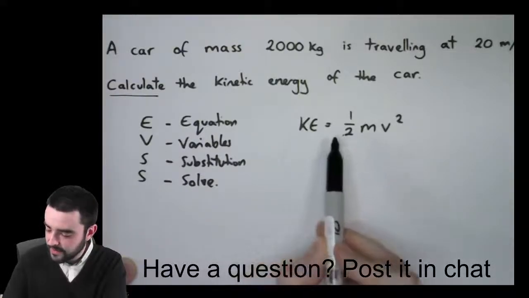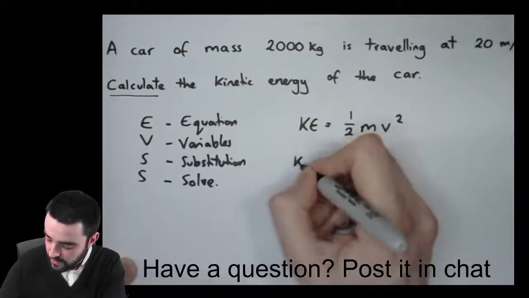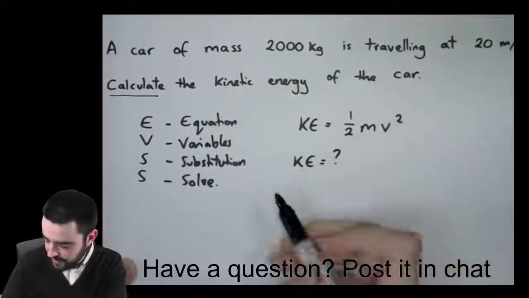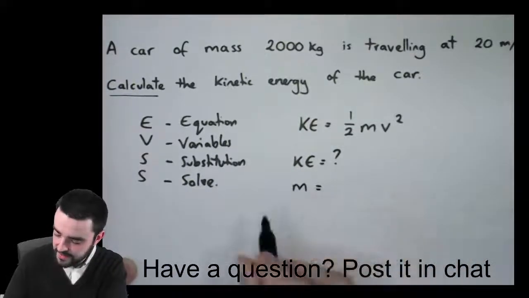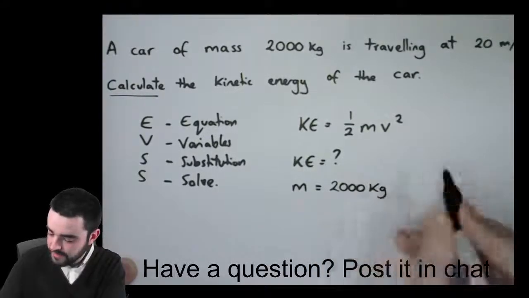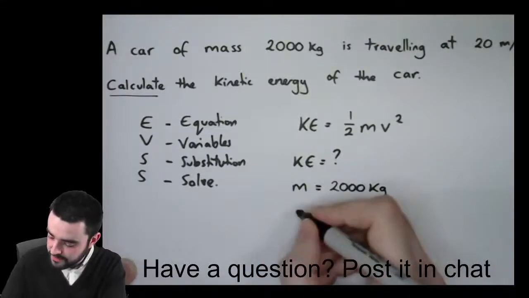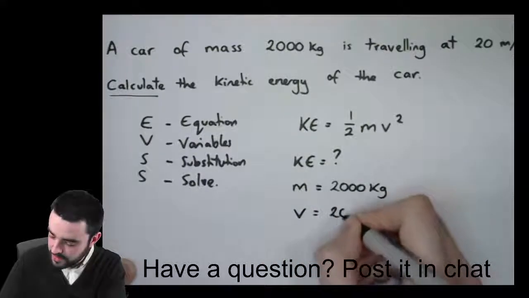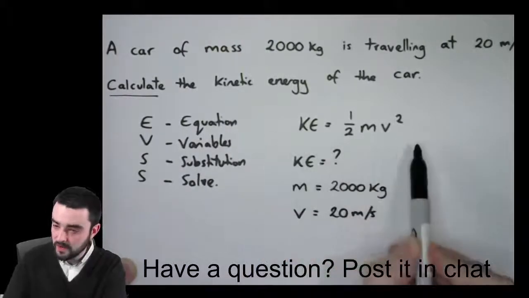So if I say KE equals a half mv squared, I need to have KE, don't know what that is. A half isn't a variable, that's a number. I've got the mass. The mass is 2,000 kilograms. Kilograms, that's an SI unit, don't need to change it. And then the speed, that's equal to 20 meters per second. Okay, so I've got my variables, I've got my equation.